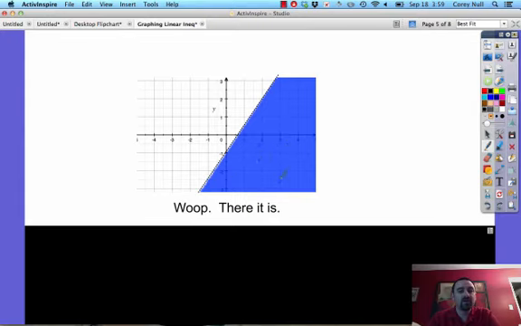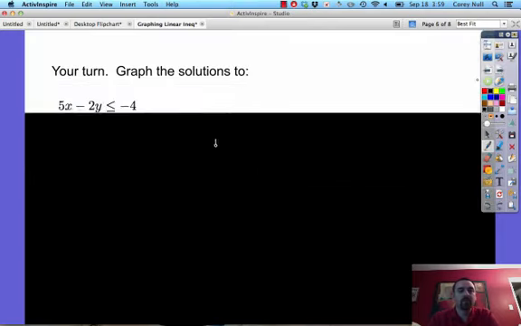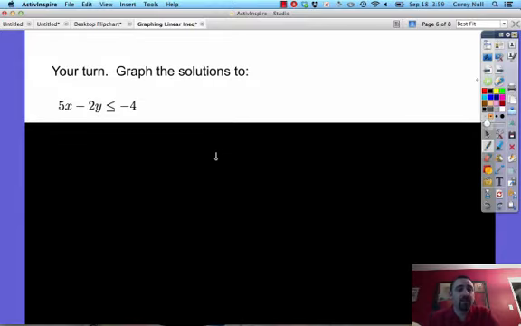Again, when you have a pencil, I would just go ahead and do this sort of thing. That's totally fine. As long as it's clear which side of the line is being shaded, it doesn't have to be perfect. Okay, so now, your turn. I want you to graph the solutions to this. I'm going to ask you to pause the video, do the problem, and then I'll give you the solution on the next page. So go ahead and pause it.